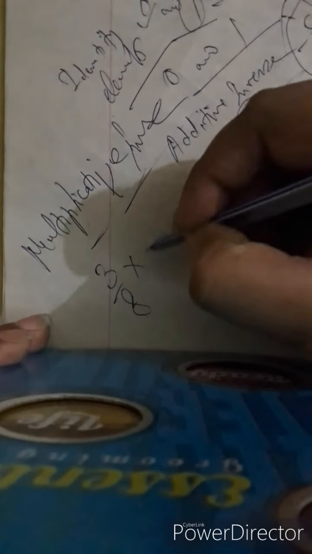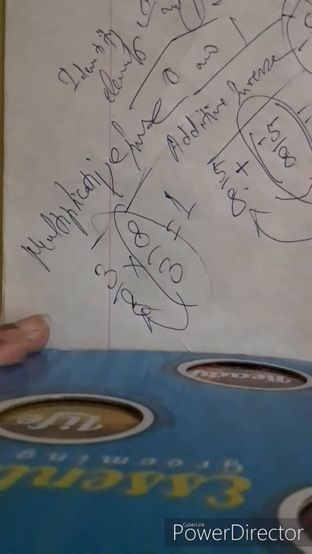So now we'll see multiplicative inverse. We saw additive inverse, now we'll see multiplicative inverse. So what is multiplicative inverse? Suppose we have 3 by 8. If we multiply it by 8 by 3, we get the result 1. So 8 by 3 is the multiplicative inverse of 3 by 8. It's very simple. I hope you have got the concept very clearly.